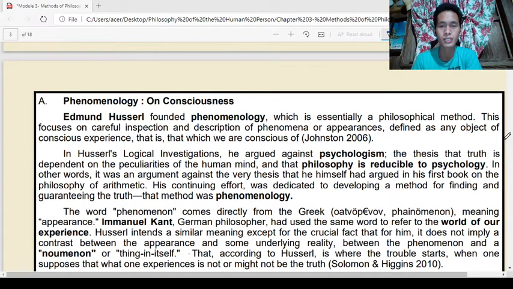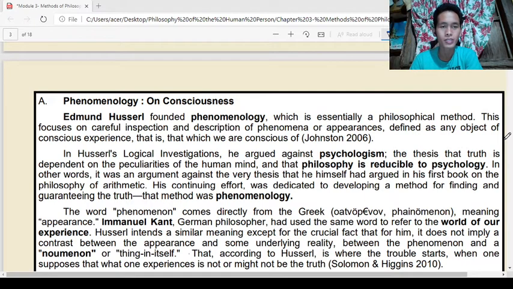Ano yung psychologism? It is the thesis that truth is dependent on the peculiarities of the human mind, and that is, philosophy is reducible to psychology. Philosophy is reducible to psychology. So Edmund Husserl argued against psychologism. So he doesn't believe that philosophy is reducible to psychology.